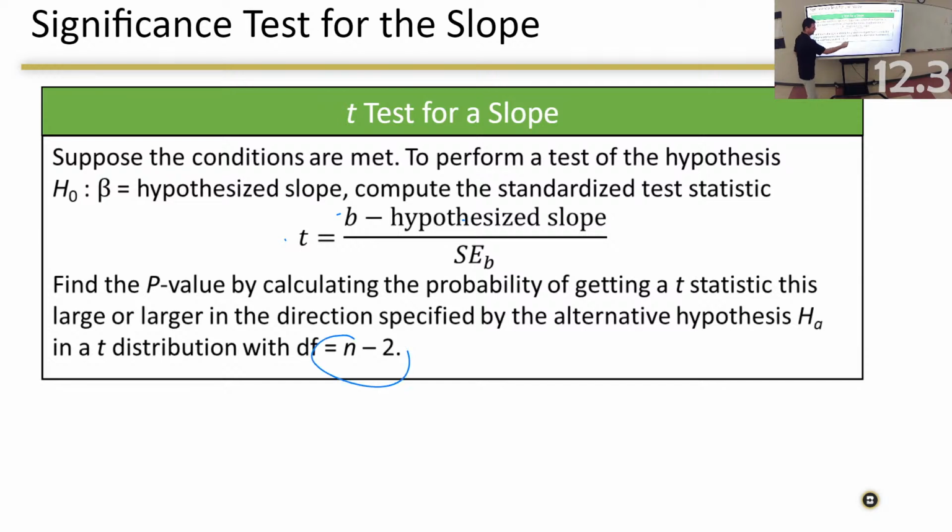Again, your DF is n minus 2. Your DF is n minus 2. So when you're doing tcdf, make sure your degrees of freedom is n minus 2, not n minus 1, because I promise you that will be one of your answers on the multiple choice.